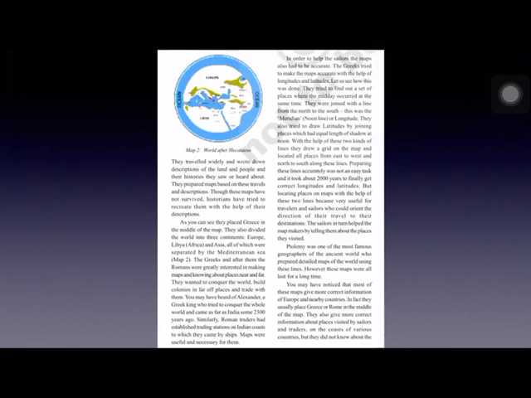You can see in the map, they divided the world into 3 continents: Europe, Libya, which is a country in Africa presently, and Asia. Into these 3 continents, the world was divided. The Greeks tried to make maps accurate with the help of longitudes and latitudes. Accurate means perfect. Now let us see how they did it.